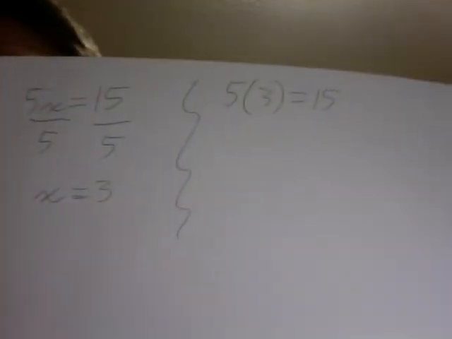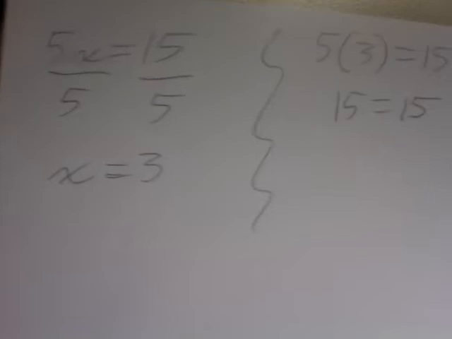Okay, so our original equation was 5x equals 15. So we're going to plug in a 3 for the x. So it says 5 times 3 equals 15. And that's simple enough. You know 5 times 3 is 15. 15 equals 15. Therefore, our answer was correct. Our value for x is correct. X does equal 3.